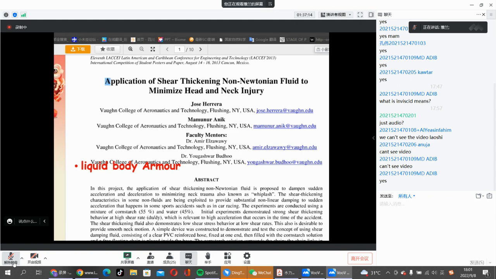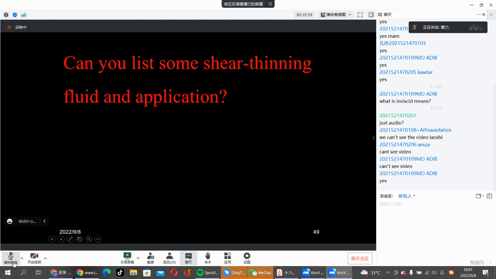You got a lot of interesting phenomena related to this shear thickening fluid. But can you list some shear thinning fluid? Shear thinning fluid? I mean, here we mean if the shear stress increases, the fluid viscosity decreases. Can you list one? Blood. Blood is shear thinning fluid, okay? Blood is also non-Newtonian fluid, and it is not only non-Newtonian, but also shear thinning fluid.